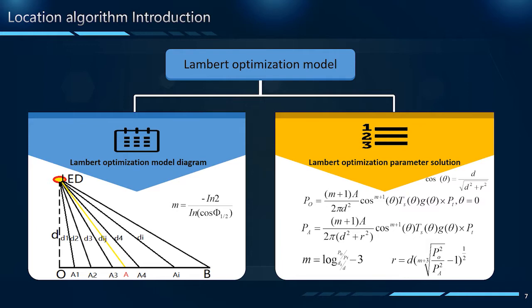In general, we regard the lighting model of a single LED as the Lambert radiation model, which has the parameter m, just shown in the formula. However, most LEDs do not contain only one lamp bit, but may contain multiple lamp bits. In this case, we proposed a Lambert radiation parameter optimization model, and the Lambert optimization model diagram is shown on the left of this screen.